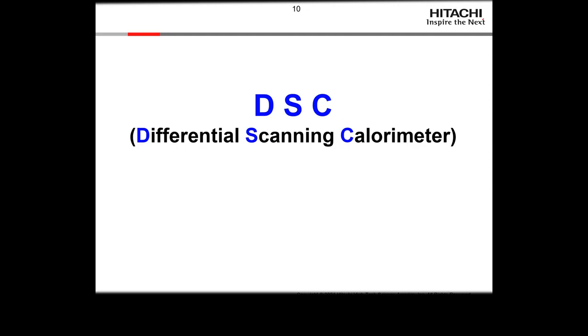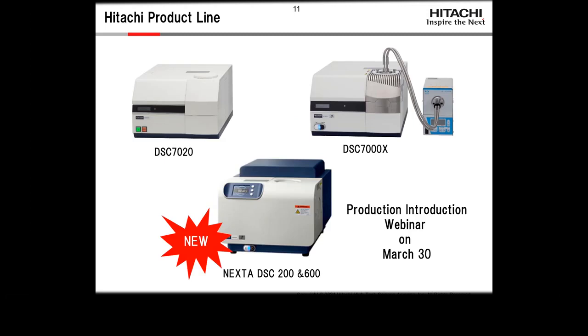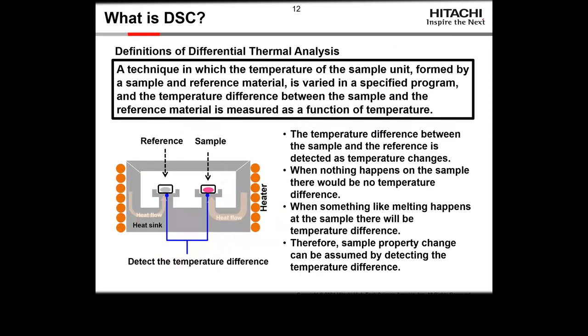So we'll start off with differential scanning calorimetry. The Hitachi product line for differential scanning calorimetry includes 4 instruments, the 720, the 7000X, and then the new NEXTA DSC 200 and 600. And we'll be doing a product introduction near the end of the month on the 200 and 600 if you're interested in more information about those.